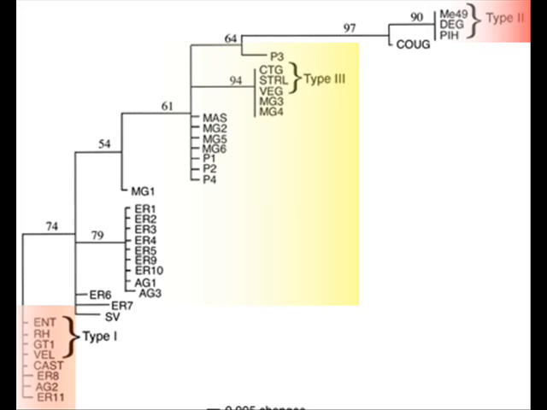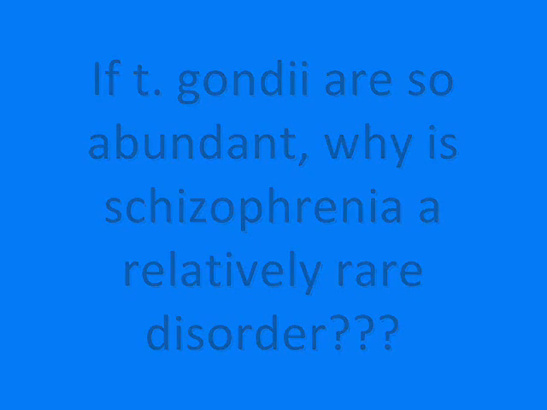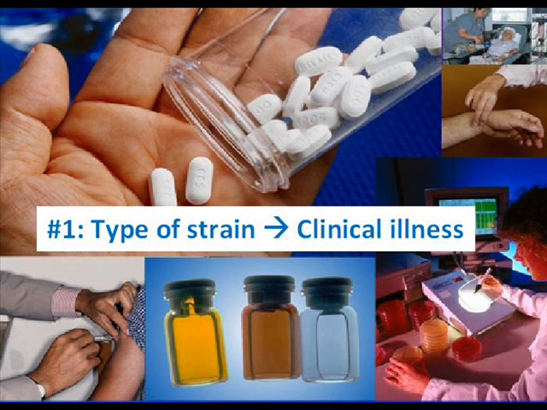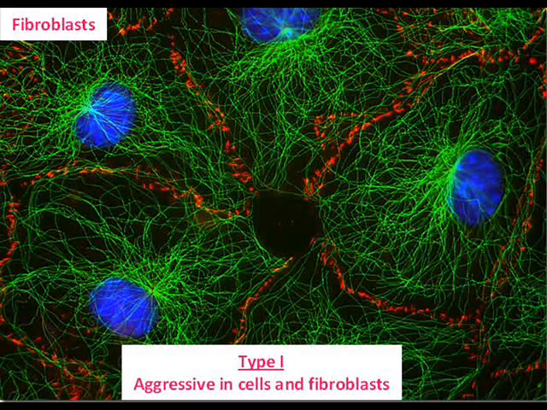By now, you may have asked yourself, if T. gondii are so abundant, why is schizophrenia a relatively rare disorder? This may be due to two factors. The first is a type of strain which may influence the outcome of clinical illness. Type 1 is a much more aggressive strain in cells and fibroblasts, so it may contribute to schizophrenia.